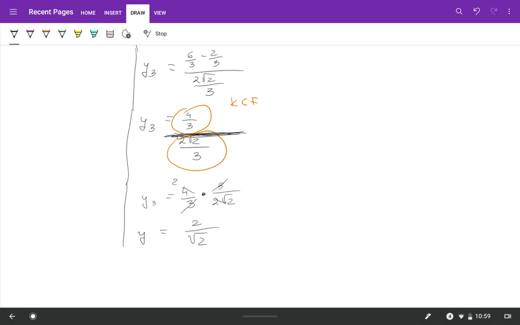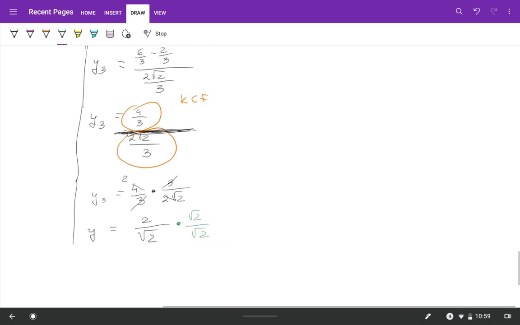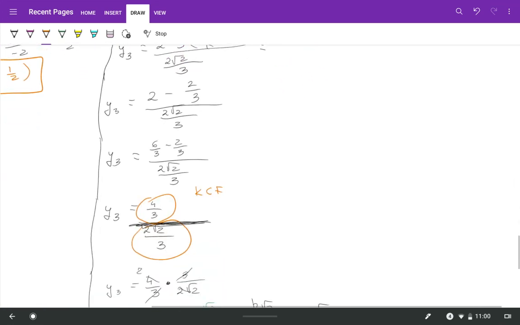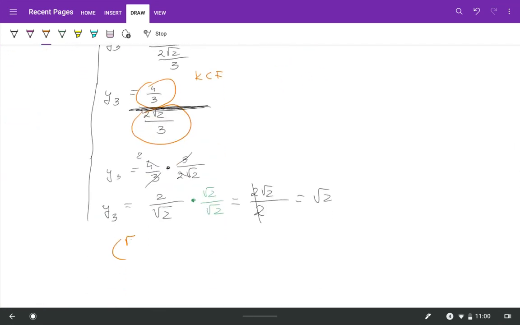That's not the correct solution. Now we need to simplify. You need to multiply top and bottom by square root of 2 over square root of 2. We have to rationalize that expression, and that will become 2 radicals of 2. Square root of 2 times square root of 2 will be 2. Cancel, radical of 2. Finally, we have it. So the third point of intersection is x is radical of 2 over 3, y is square root of 2.